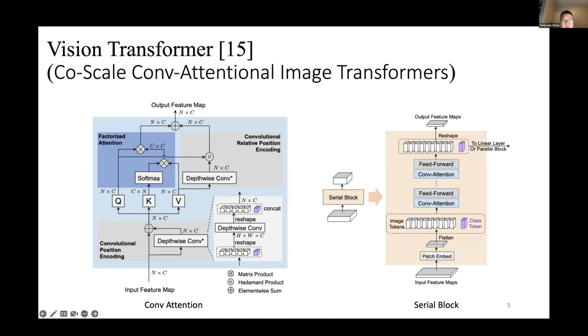But for softmax, we need to quantize it. Depth-wise convolution needs to be quantized, and depth-wise convolution again. We also have concatenation and reshape, which just change the shape of the tensor. And we also need to care about the matrix product, Hadamard product, and element-wise summation. For the serial block, the convolutional attention is already in the left-side figure, and what we need to care about is the feed-forward operator.